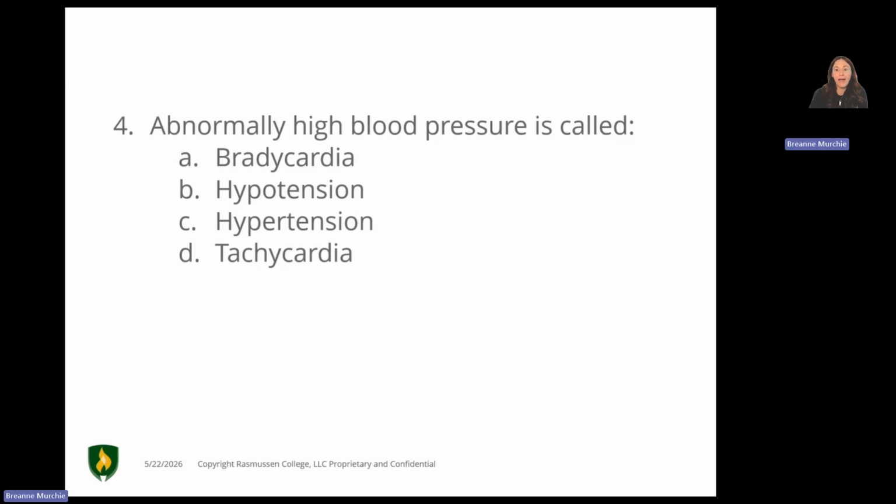Okay, number 4, abnormally high blood pressure. That's going to be hypertension. Hyper meaning more than normal, and tension referring to the force exerted on the walls of the blood vessels.